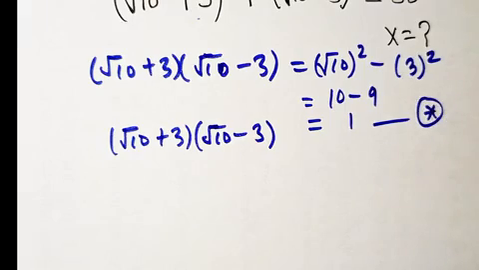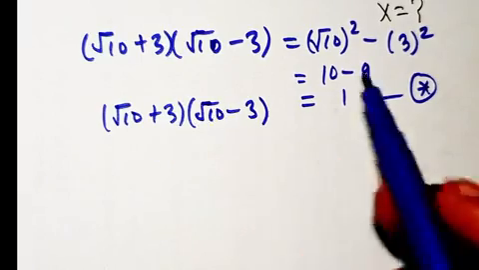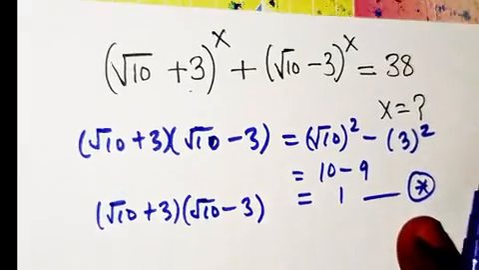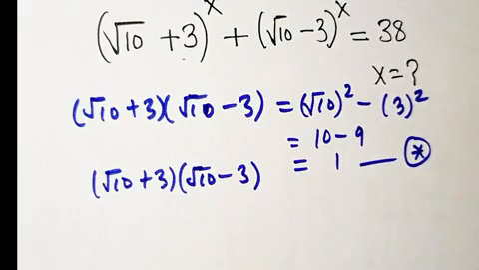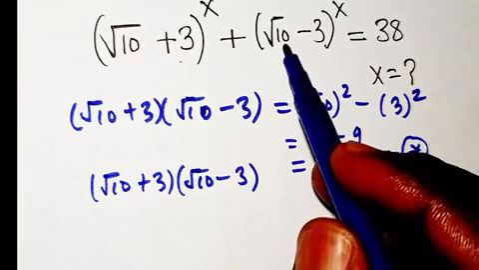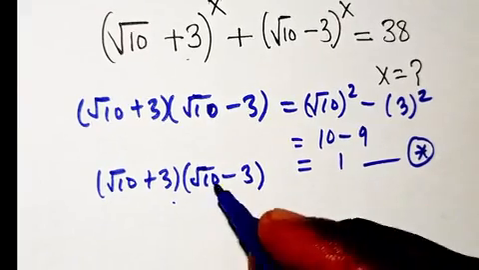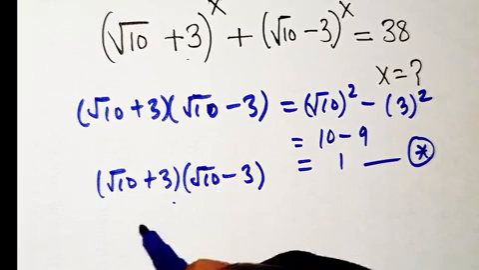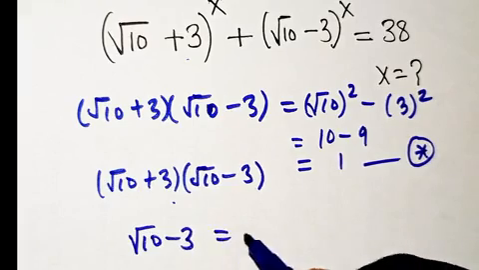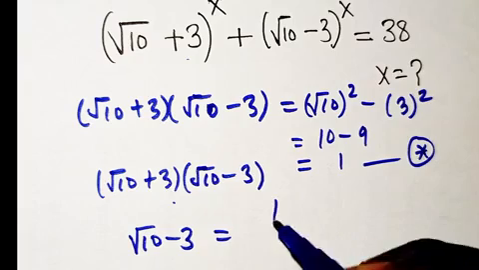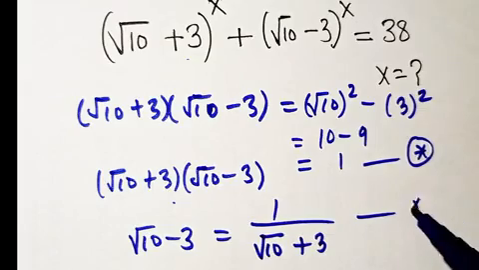So let's write this equation, let's say equation star. So now from this relationship, I want to write any of this in terms of another, and that is the reason why I'm writing this. So now from here I have root 10 minus 3, so I want to do away with the negative value. Therefore I'm going to make root 10 minus 3 the subject of the formula, which is going to be dividing through by root 10 plus 3. We're going to have 1 over root 10 plus 3. So let's call this equation star.